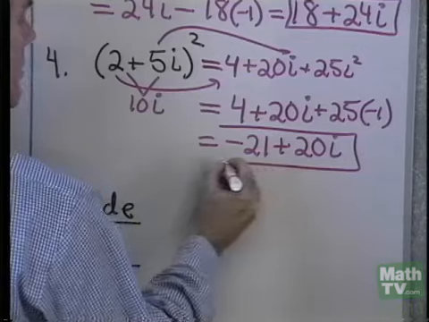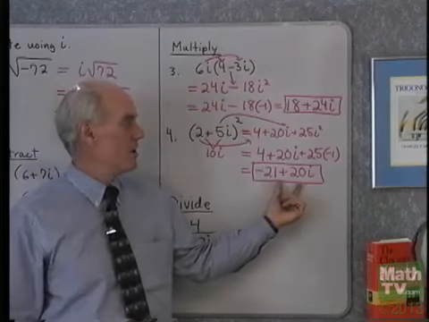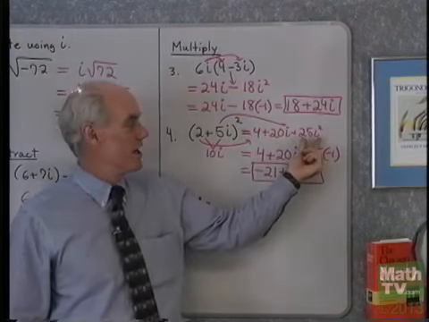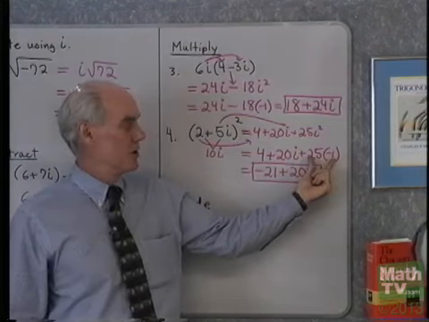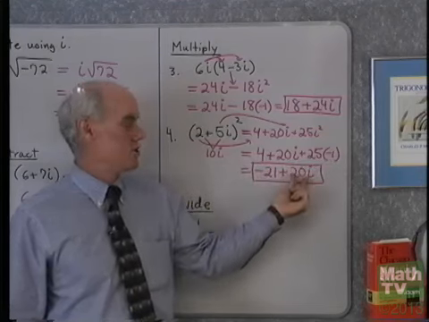So that's kind of nice. Here I square a complex number, and I end up with another complex number. So the only difference between this and multiplication with polynomials is that every time I see an i squared, I replace it with -1, and that gives me a little more simplification to do. -25 plus positive 4 will be -21 plus 20i.